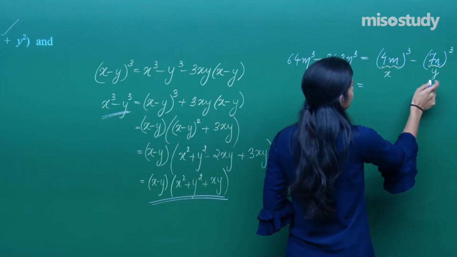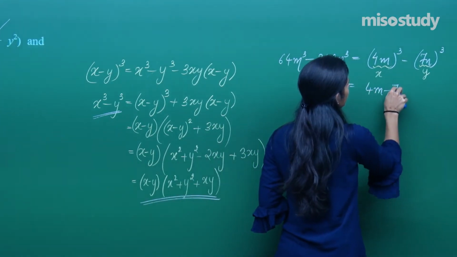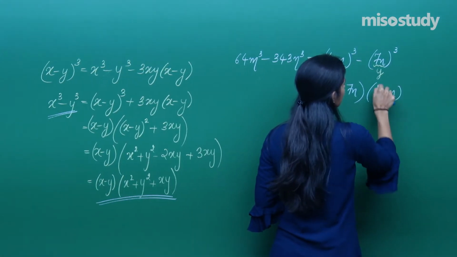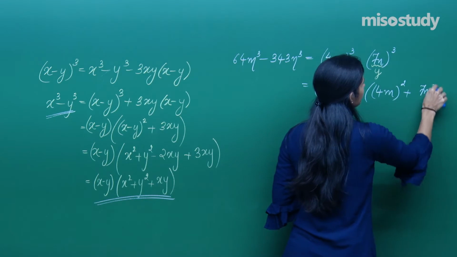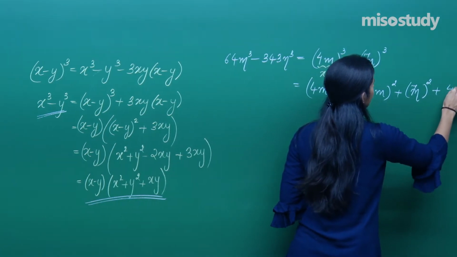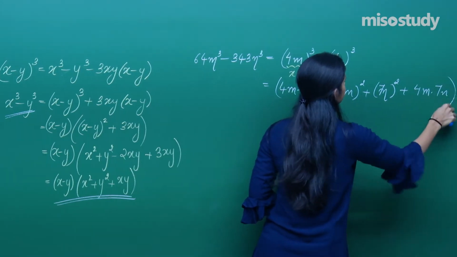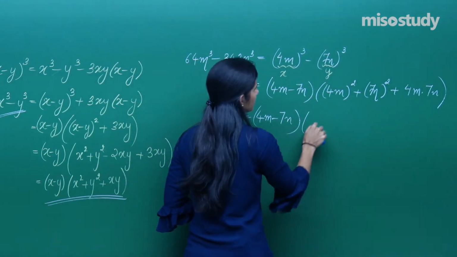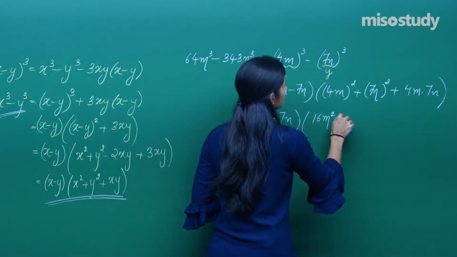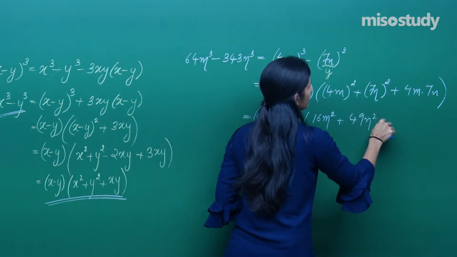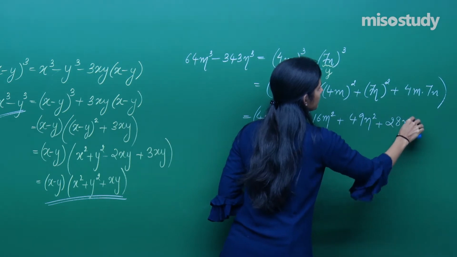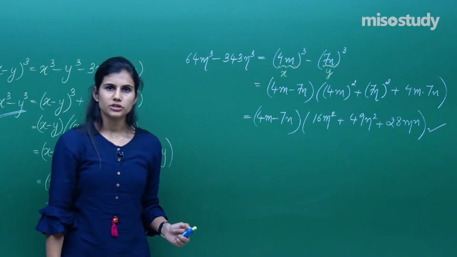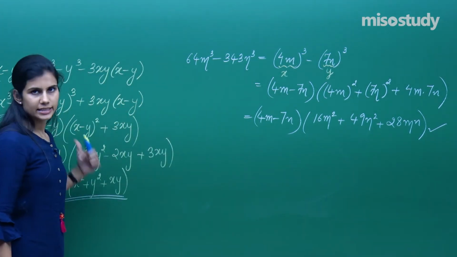Let's write it down. (x minus y)(x square plus y square plus xy). So this will become (4m minus 7n)(16m square plus 49n square plus 28mn). And this is the factorization of 64m cube minus 343n cube with the help of this identity.